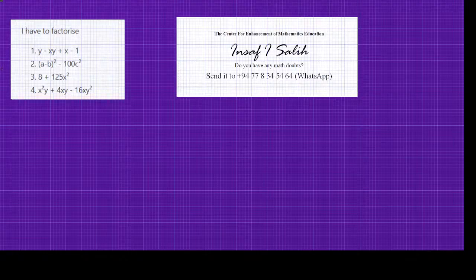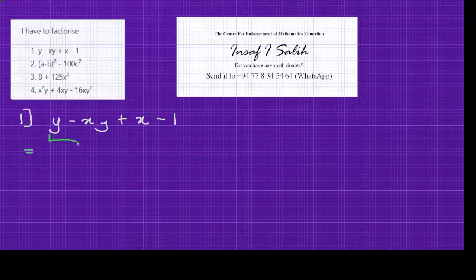Alright, so we have been asked to factorize. Let's look at the first question, that is y minus xy plus x minus 1. Since there is no factor which is common to all four terms, let's try factorizing by grouping.